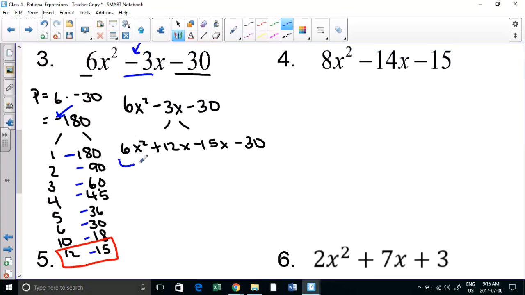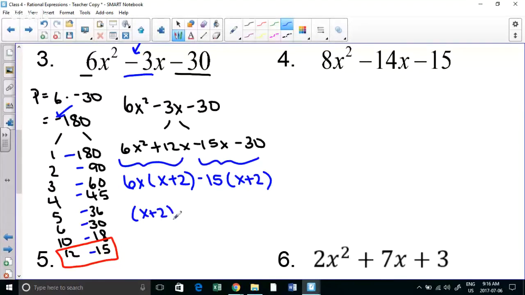Now I can factor by grouping. First 2, I can pull out a 6x, and I'm left with x plus 2. And here I can actually pull out a negative 15, and I'm left with x plus 2. This regroups, so I pull out the x plus 2, and I'm left with 6x minus 15. And this is factored. I'll give you a minute or two to try number 4, and then we'll take a look at it together.